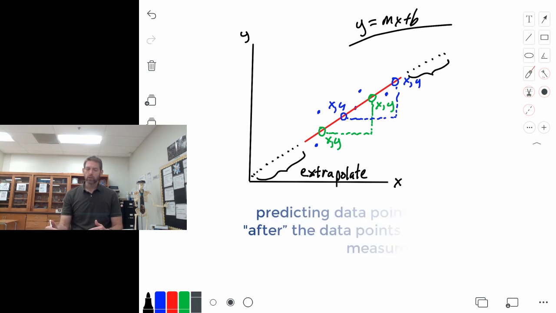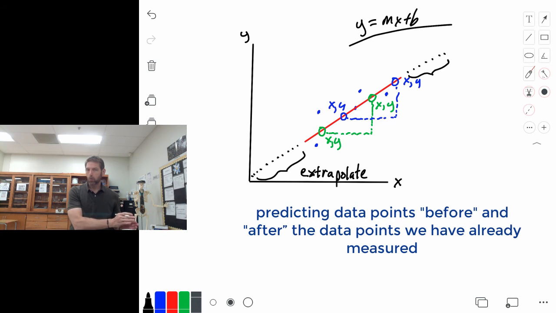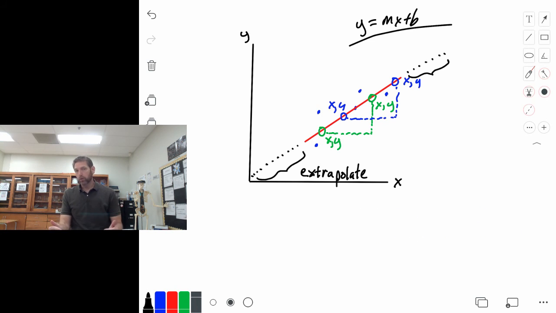In other words, we're making predictions. What would happen if we went further back, or what would happen if we kept going with this trend line up and up and up? That's called extrapolation. You're looking at extra points.